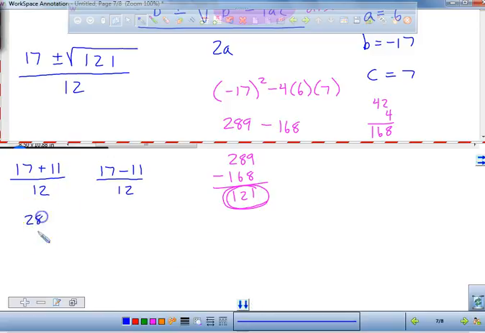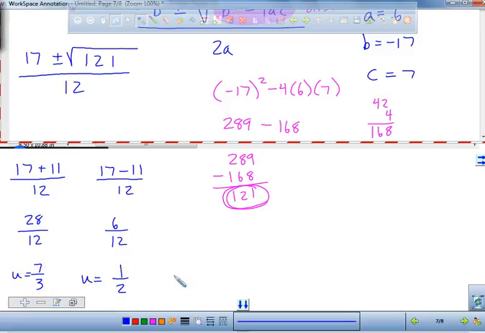We've got 28 over 12 and 6 over 12. That's a half. That's 7 over 3. Divide those both by 4. So what do we have? u equals what? u equals a half, and u equals 7/3. So we got 7/3 and a half.